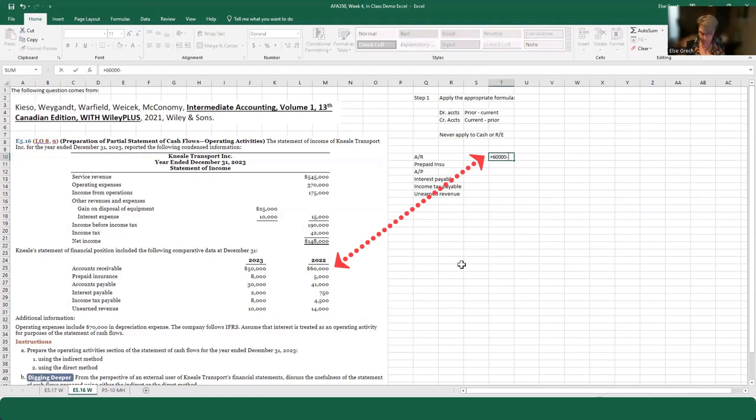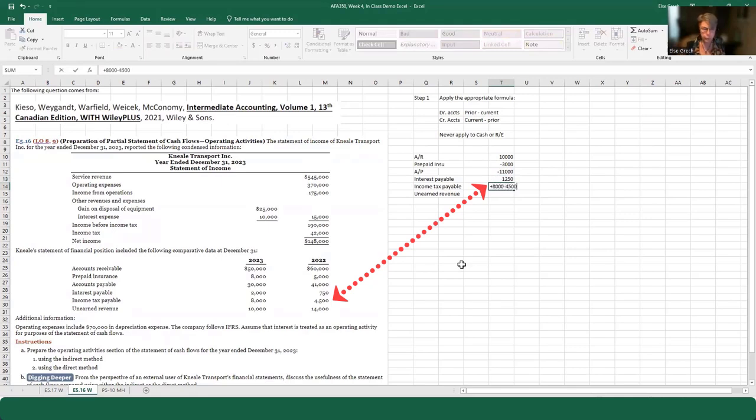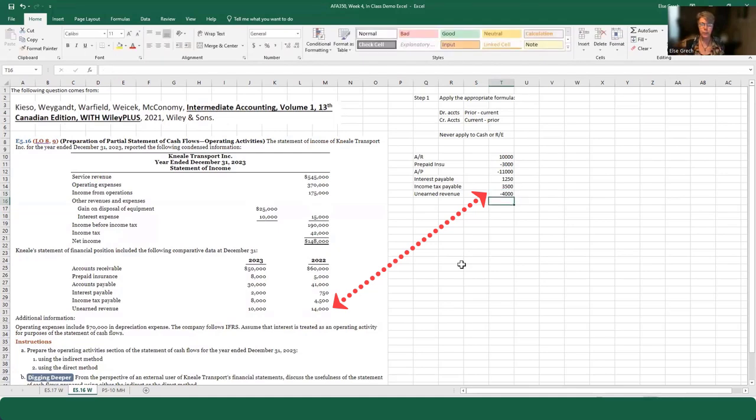So that's prepaid insurance, a debit account. Accounts payable is a credit account. So I'm going to take current minus prior. Then interest payable, same. Income tax payable, same. And then unearned revenue, same. There we go. So now I've got all of the differences in the statement of financial position, balance sheet, accounts.